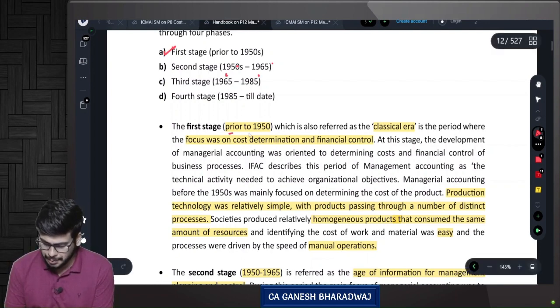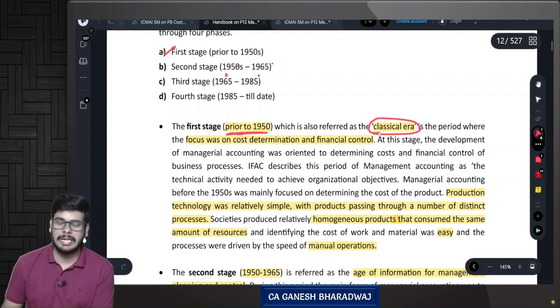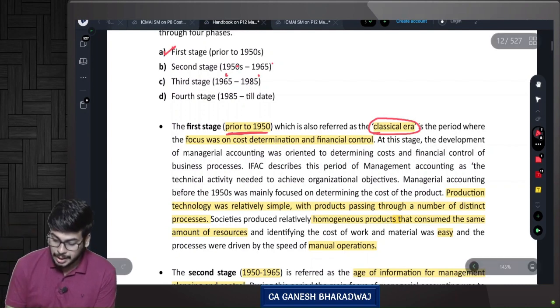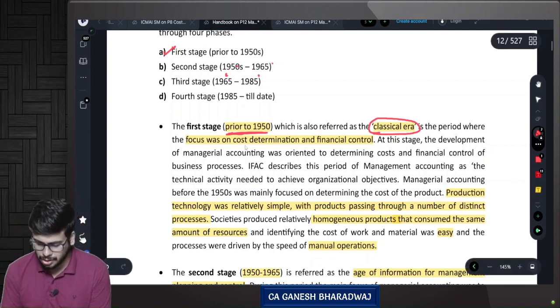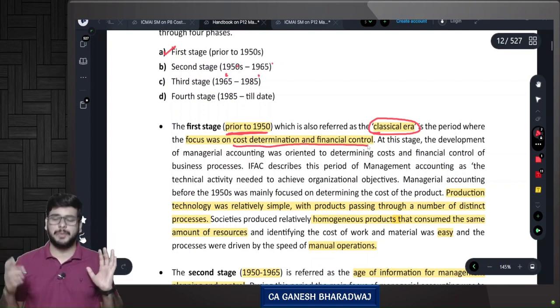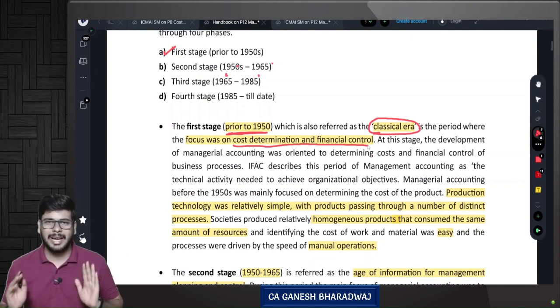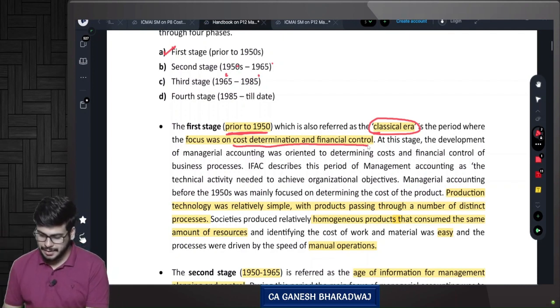First stage, prior to the 1950s, was called the classic era. Classic means old, vintage, traditional. Now, the focus was on cost determination and financial control. They didn't even think about management. Anywhere that the word management comes in, no. Find out, calculate the total cost and make some decent amount of control. That was the objective before the 1950s.